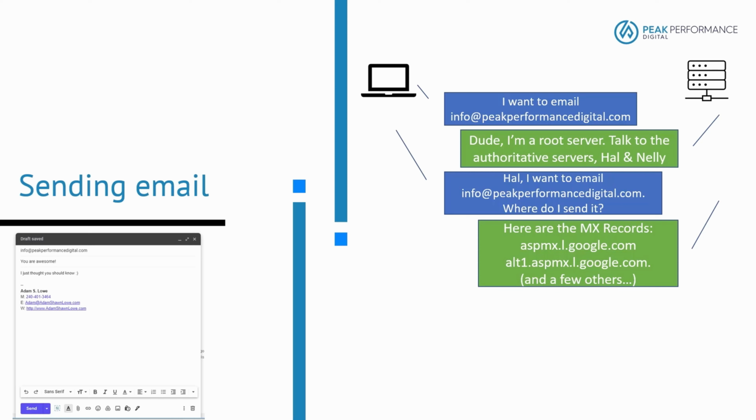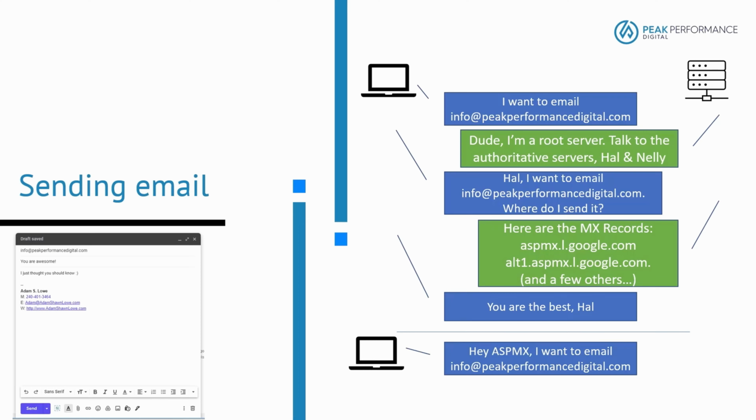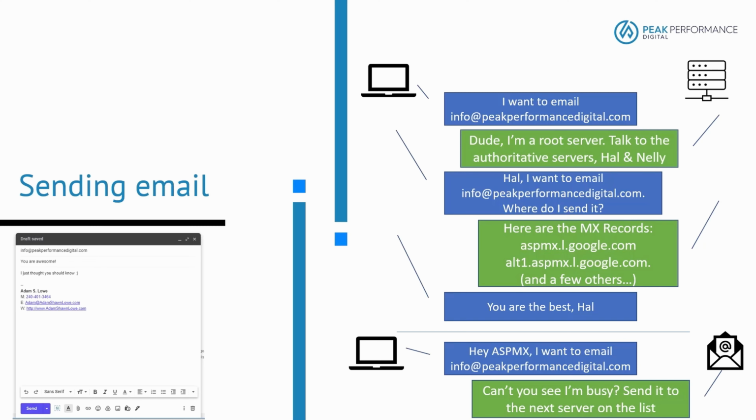First try aspmx.l.google.com. If that one doesn't respond, here are 4 more servers at Google that can accept mail for the domain. Your mail server then reaches out to Google's mail servers and says, I have an email for info@peakperformancedigital.com. Can you deliver it? Google server then responds, sorry, I'm a little bit busy right now. Well, now your email server's pissed.